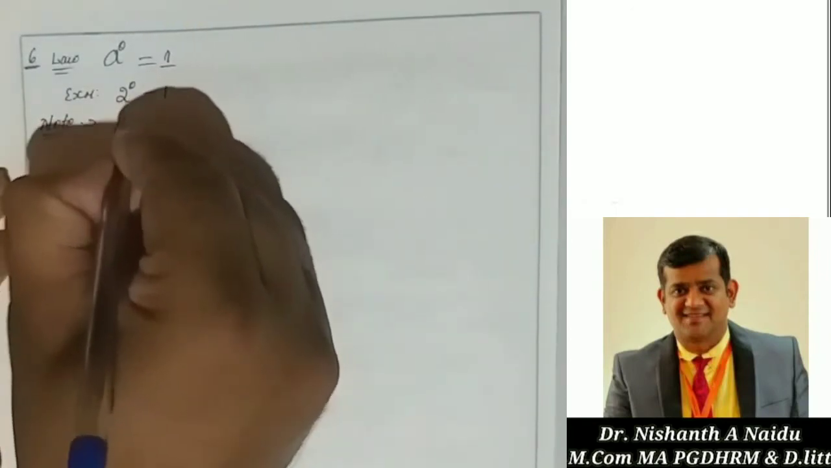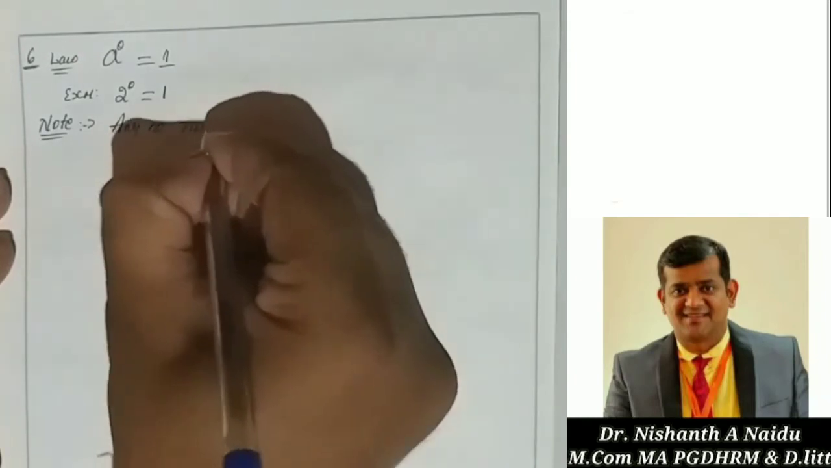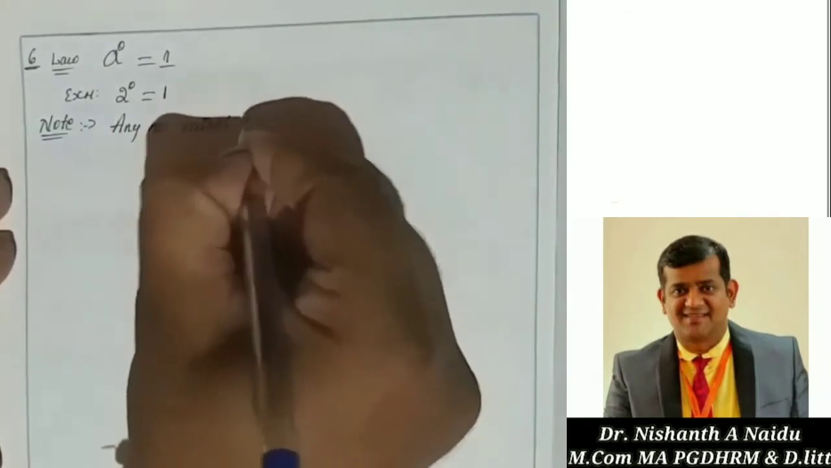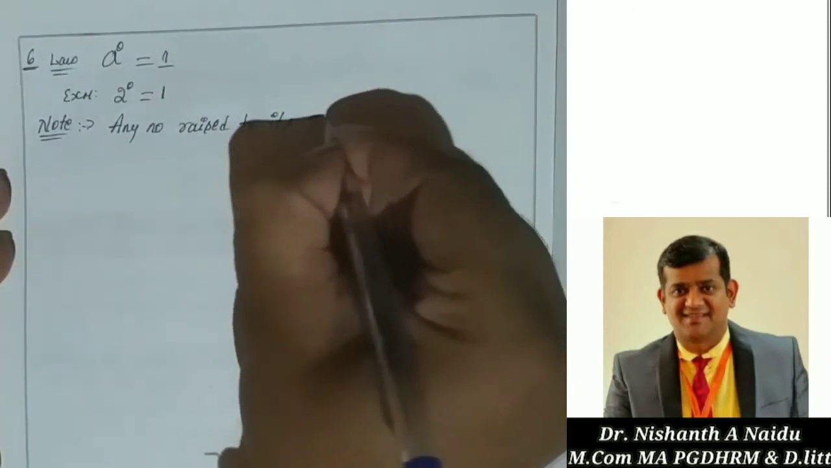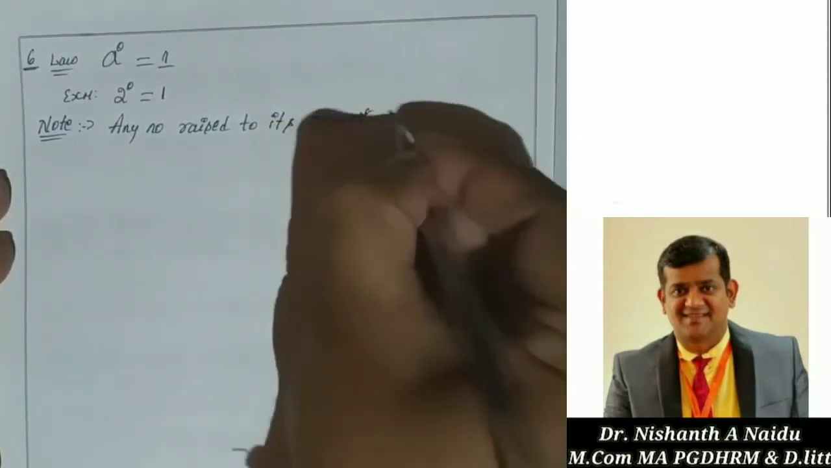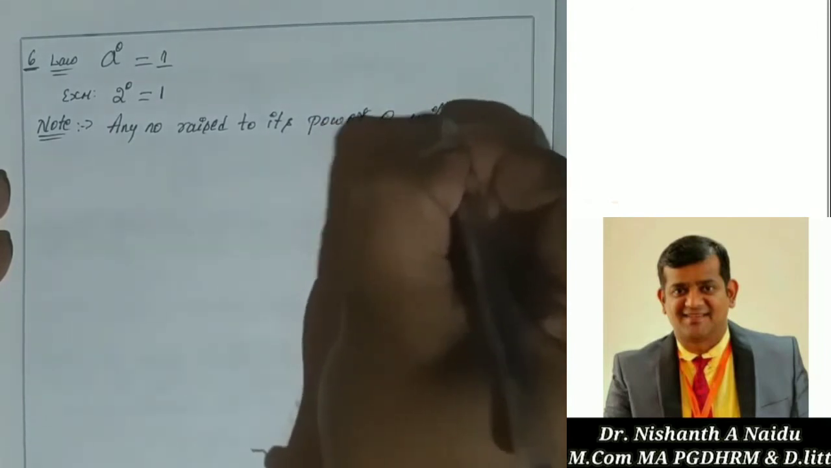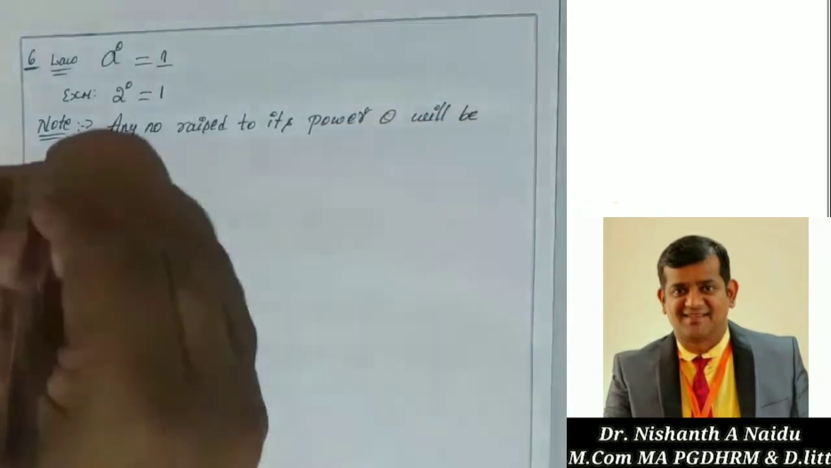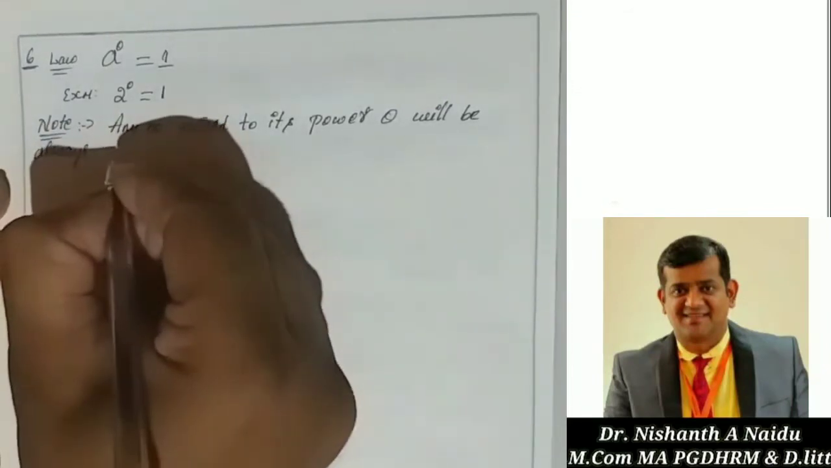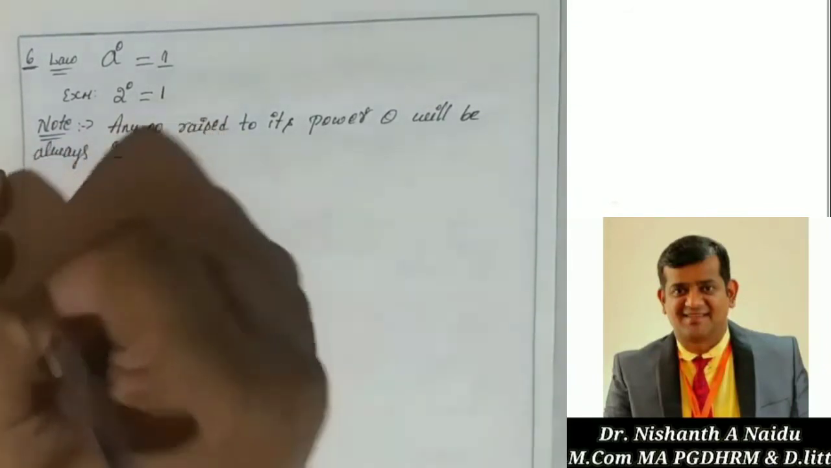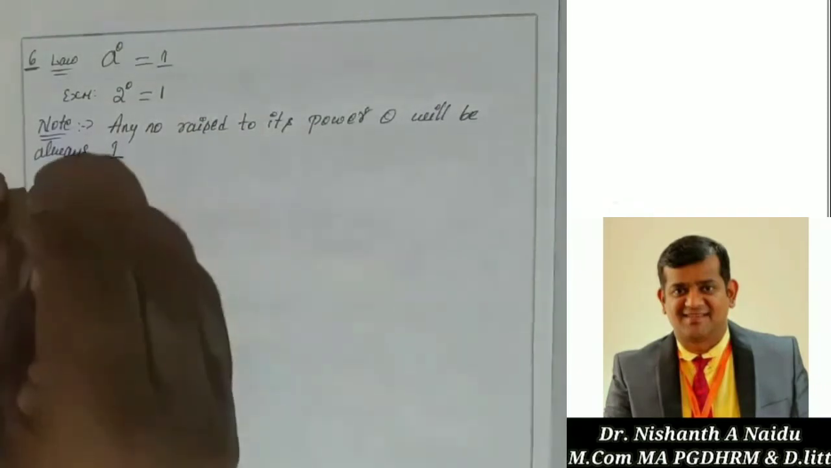Okay. So let us make a note for this so that you don't get confused while solving the problem. Note, any number raised to the power 0 will always be 1. Always 1. So you have to remember this.